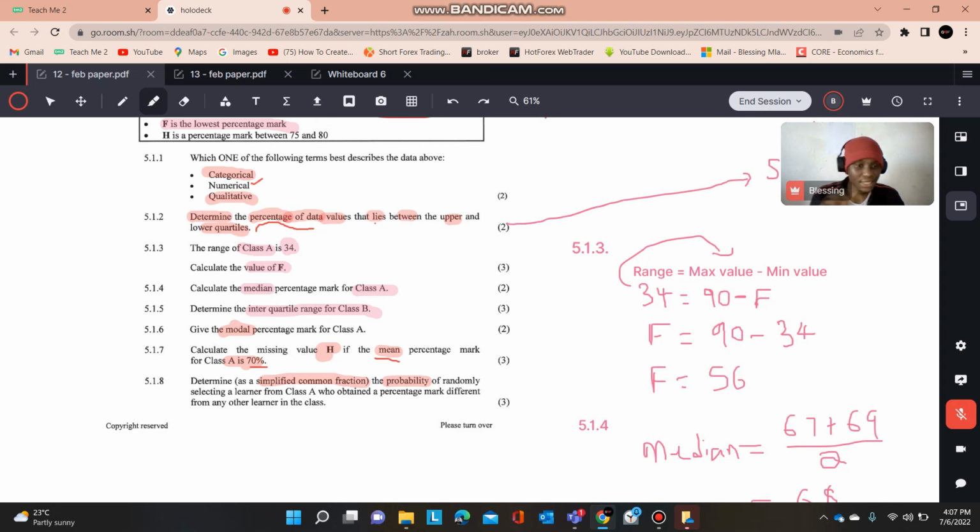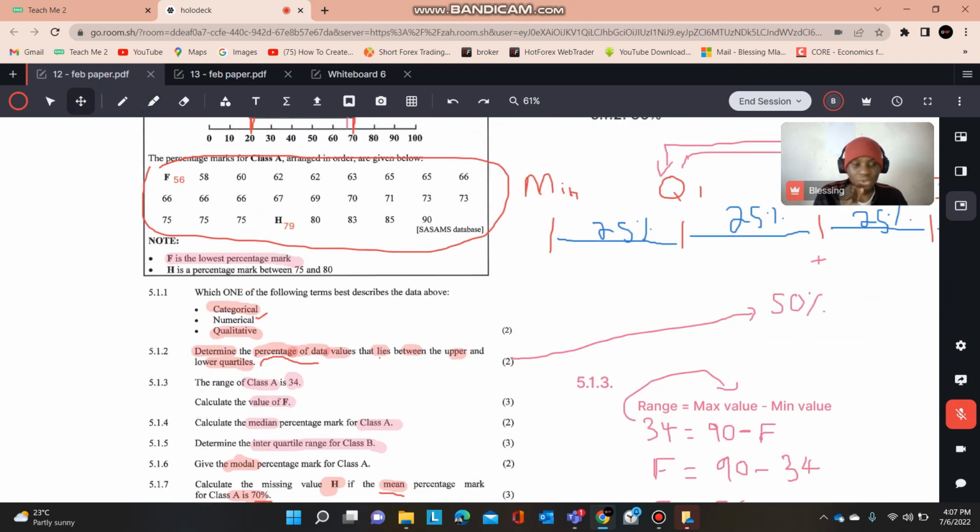So if we go to class A and randomly select, what's the probability in fraction form of us selecting a learner who obtained a percentage mark different from any other learner in the class? This basically means the probability of selecting a learner who has their own unique mark, which is not the same as anyone else in the class. So we're looking for those learners with a unique mark.